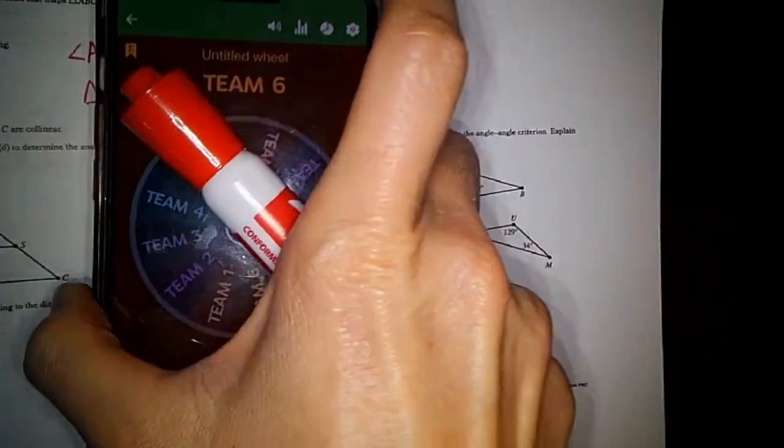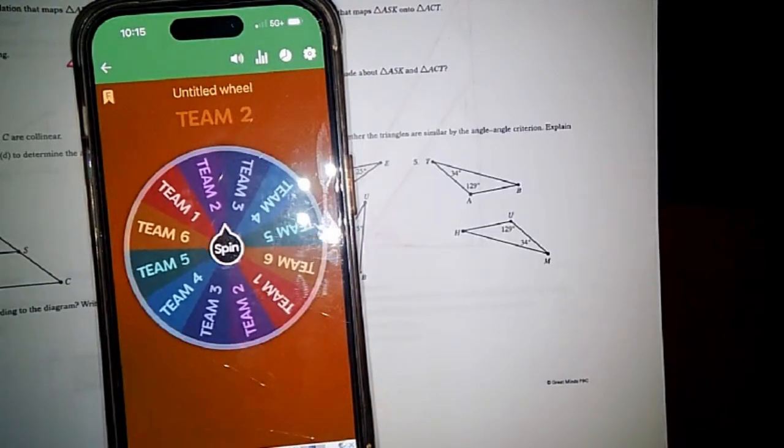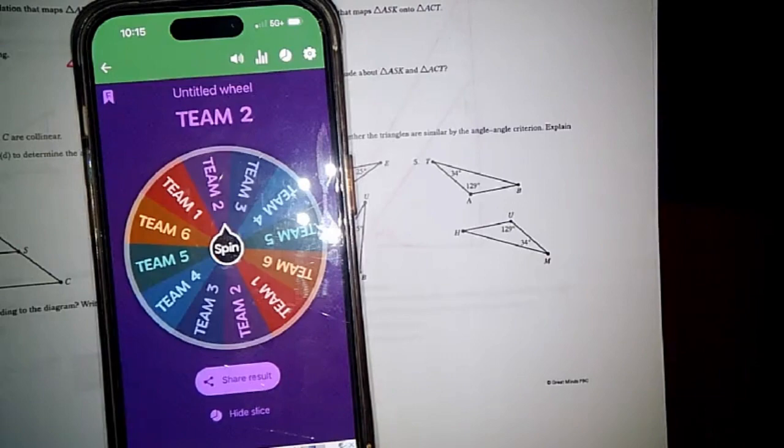So here we go. For C. Team 2, seat 1. I don't know who's sitting where. Cool. Okay. Explain to me, describe the sequence that maps triangle ASK onto triangle ACT.